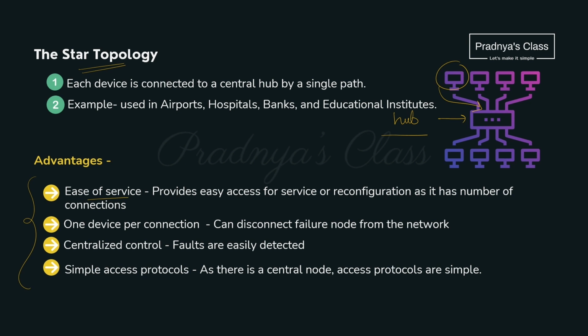Ease of service. It is easy to reconfigure. The second advantage is one device per connection. If there is any failure node in the network, it will not affect the network. We can disconnect it anytime. As it has centralized control, the fault can be easily detected. In this design, we have a central node. That's why the protocols are simple.